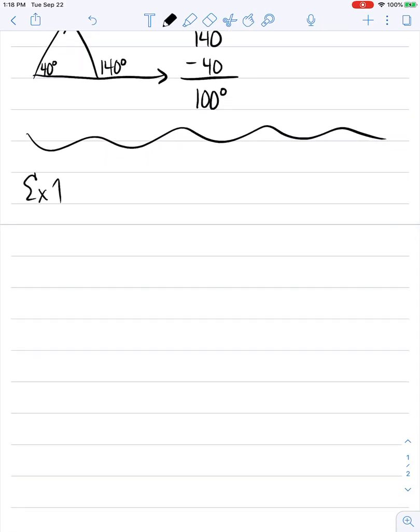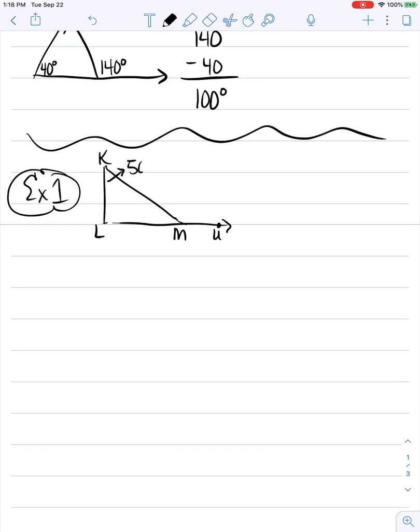Let's look at example 1. Let's draw this triangle right here. First, let's label the corners or the vertices. I've got K, L, M, and I'm going to tell you that this vertex or this ray out here is called U. I'm going to tell you that this angle is 50 degrees, and then I'm going to put this symbol in the corner. Your question may say something like: find the measure of angle KMU.